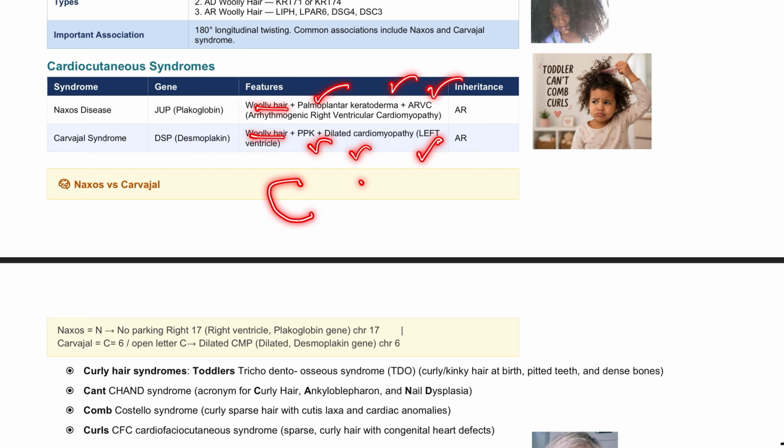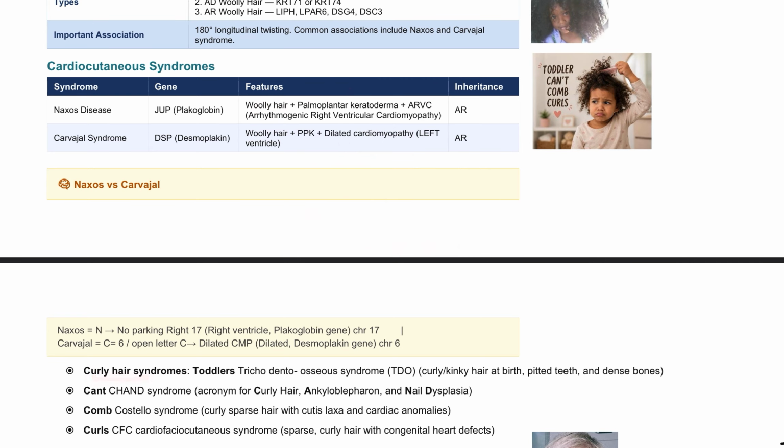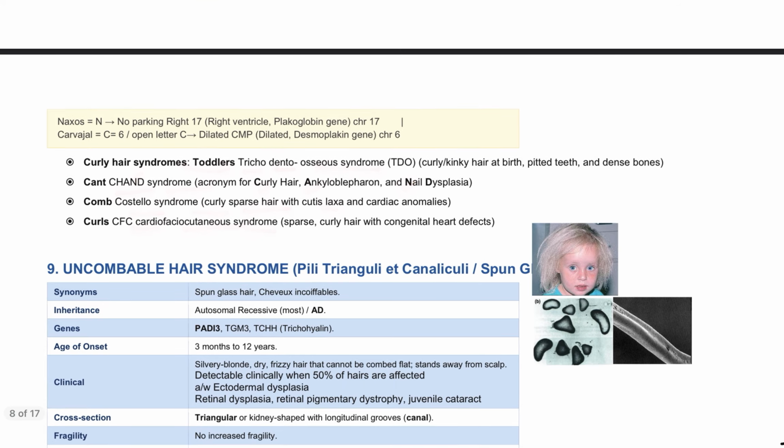Now C is like 6, so chromosome 6, and because C is an open letter, dilated cardiomyopathy happens, and along with that the desmoplakin mutation is there. Then there are associated syndromes of curly hair, which are: toddlers can't comb their curls. So toddler is trichodento-osseous syndrome, can't is CHAND syndrome, which is an acronym for curly hair, ankyloblepharon and nail dysplasia. Comb is Costello syndrome, which has sparse hair with cutis laxa, and curls is cardiofaciocutaneous syndrome.